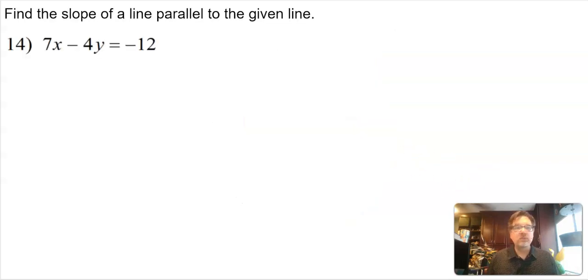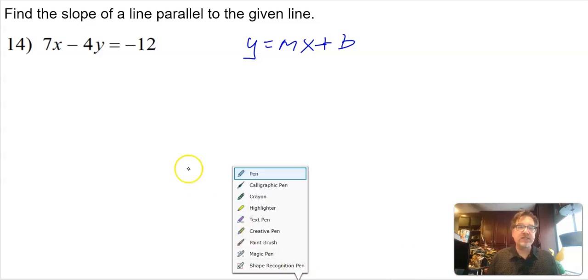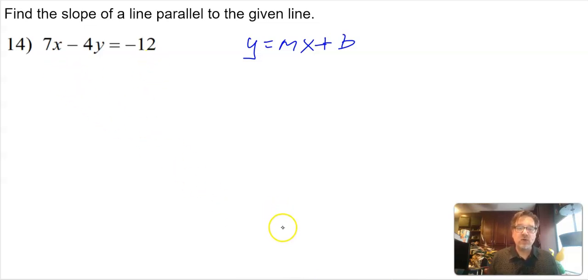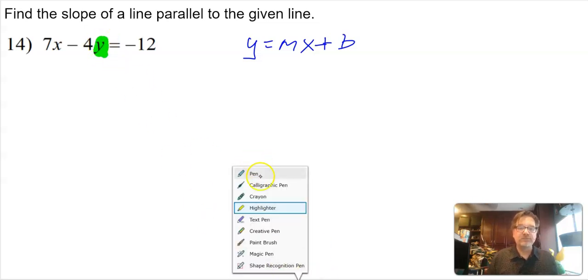Alrighty, so there it is, question 14. I didn't see it at first. So again, y is not by itself. I need to get y equals mx plus b. I need to get y by itself. This is standard form. I don't want standard form. So let's get this y by itself.